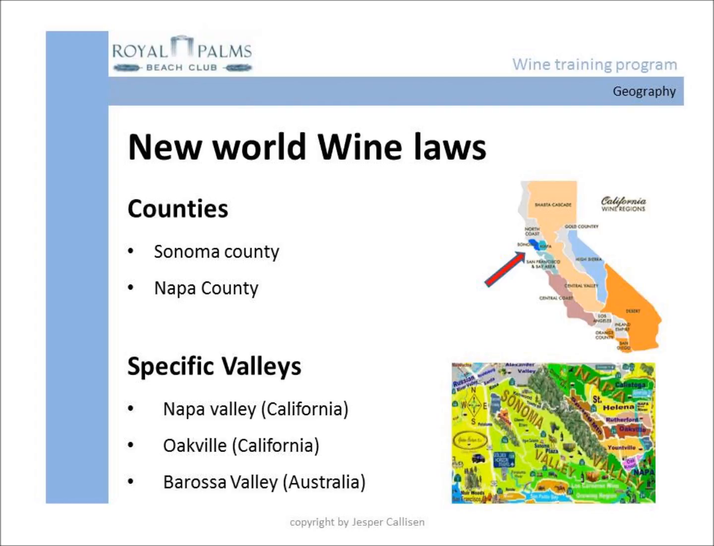When wine labels state specific valleys, normally you know you are getting something worth your while. Napa Valley in Napa County makes some of the finest wines in the world. Barossa Valley in Australia is known for making fruit bomb Shiraz wines at the highest level.